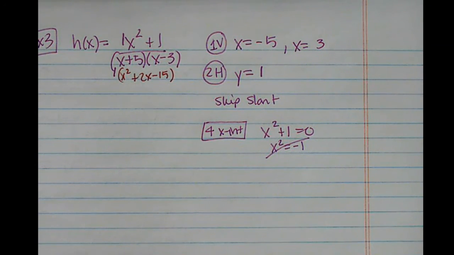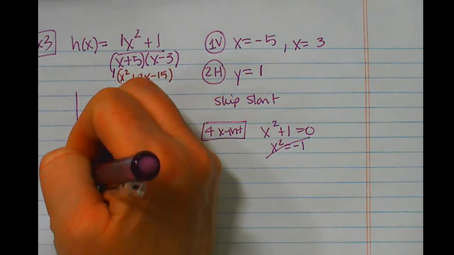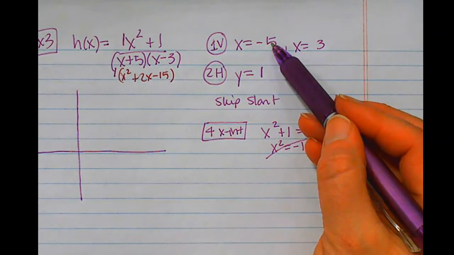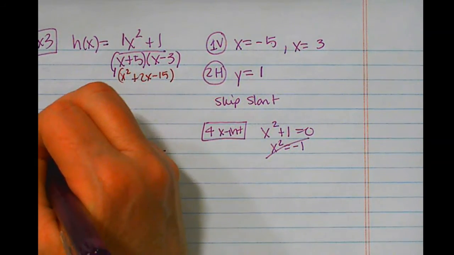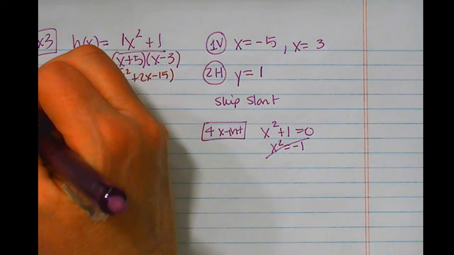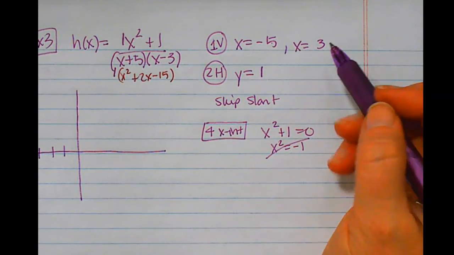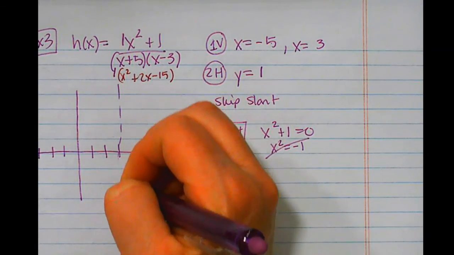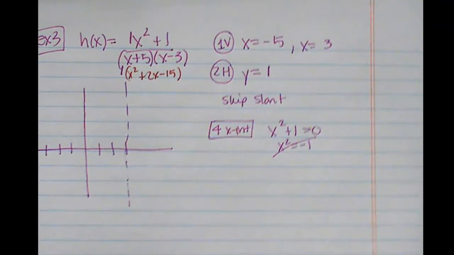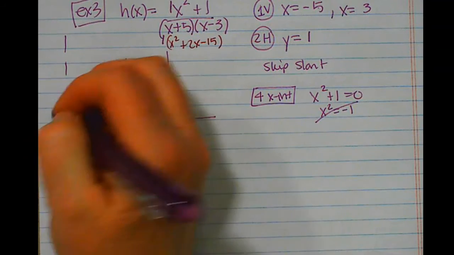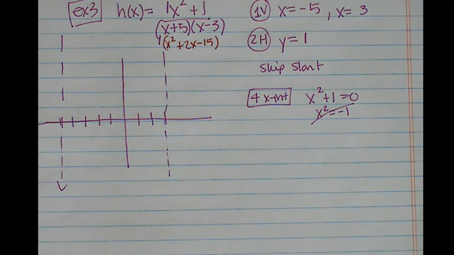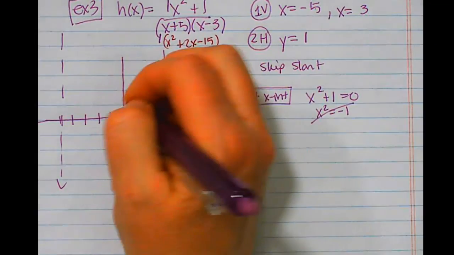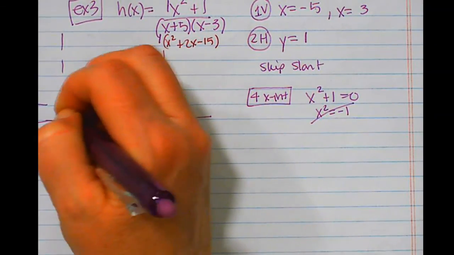So what do we have? Right now, we only have a vertical line at -5. 1, 2, 3, 4, 5. And a vertical line at 3. I probably should have given myself some more room, and I did not. There you go. This one is horizontal at y equals 1, so it crosses y at 1.